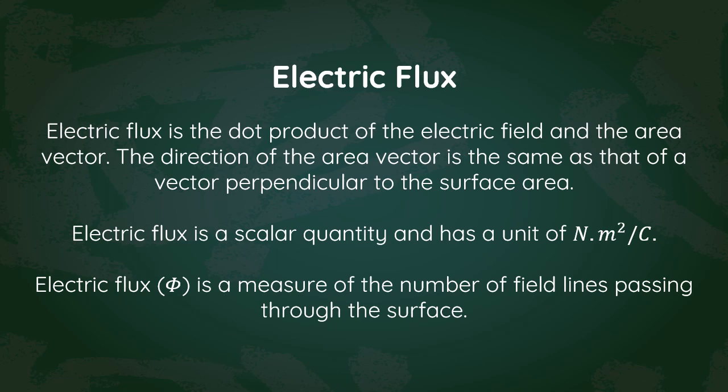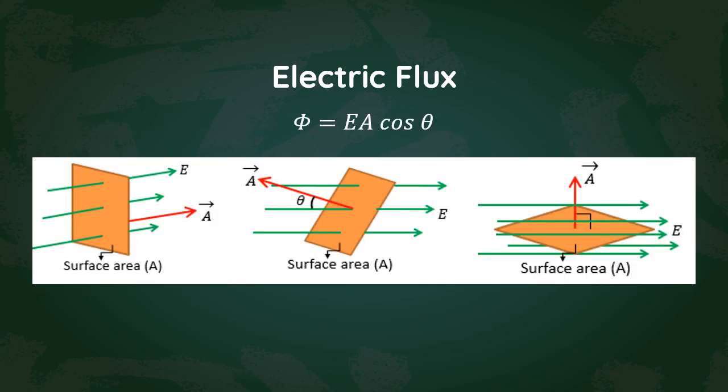Conceptually, electric flux is the amount of field lines that passes through a surface. We have here illustrations of how an electric field can pass through a surface, or the different orientations of the surfaces relative to the direction of the electric field. Generally, electric flux can be calculated with the formula electric field times the area vector times cosine of the angle between them, since it's the dot product.